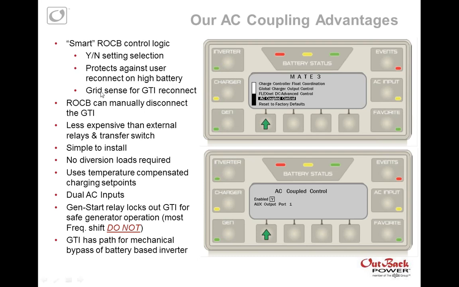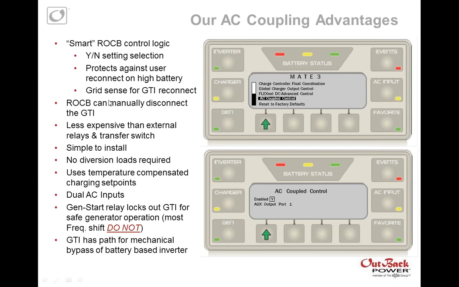Likewise, when it is off and the grid comes back, the system will never see a trigger to reclose and reconnect the grid tie inverter. So we have a grid sense. If we sense that the grid is back on the grid input, then we'll go ahead and close that remote operated circuit breaker. So we've put a lot of thought into this and making a smart system. And again, it's a very simple, fairly inexpensive way that we've come up with to do this AC coupling.